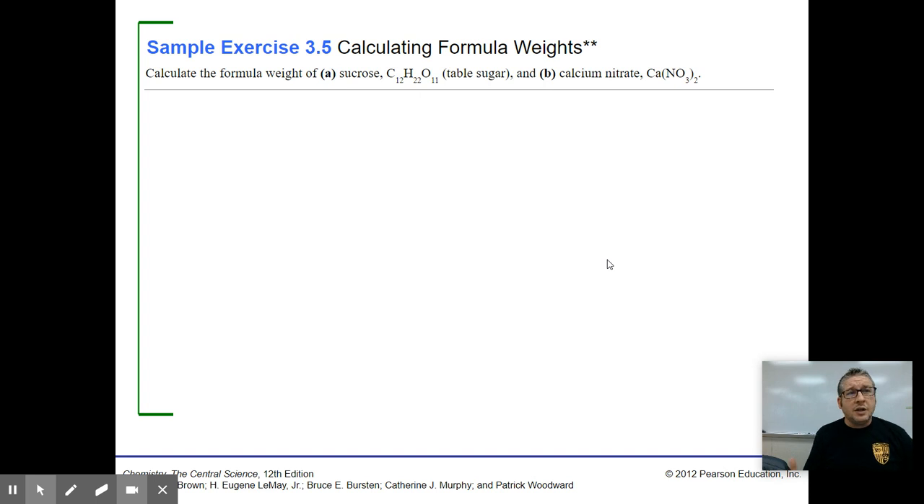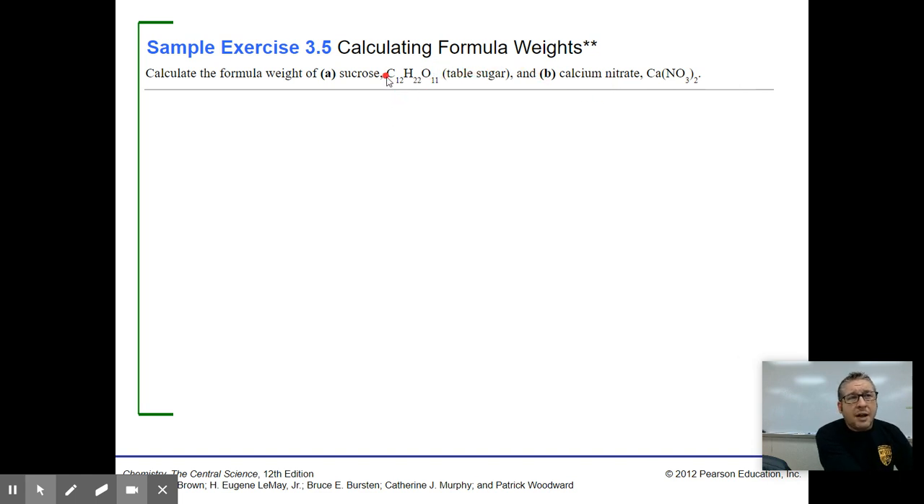Okay, so let's look at calculating some formula weights here. The first one is sucrose. If you follow my pointer here, C12H22O11, which is basically table sugar. And then the second one we're going to do is calcium nitrate, Ca(NO3)2. Let's go back to A, table sugar.